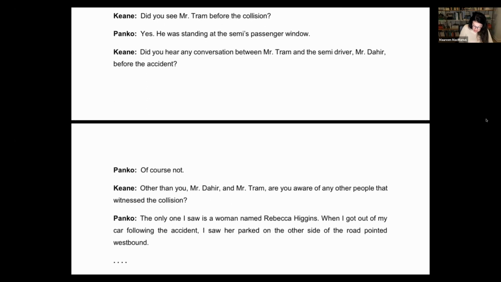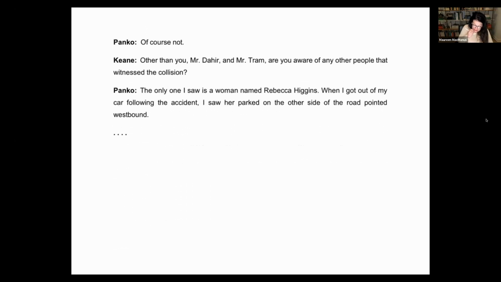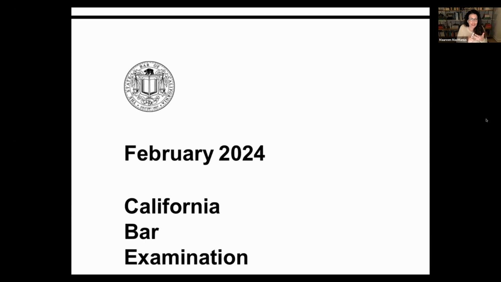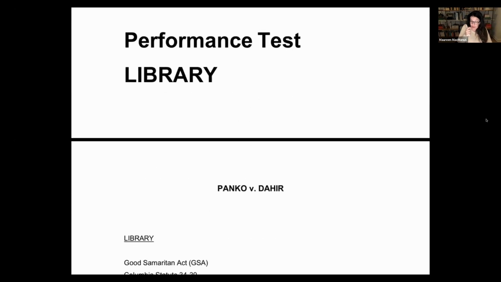"Did you hear any conversation?" "No. The only one I saw is a woman named Rebecca Higgins when I got out of my car." Okay. So that's it. It's just transcripts from a witness, the plaintiff, the defendant, and an excerpt from the person who had gotten initially in the accident. Okay, now we're going to get into the library. So we're going to skim and read. And I really want to try to figure out what are the issues that I need to address here.